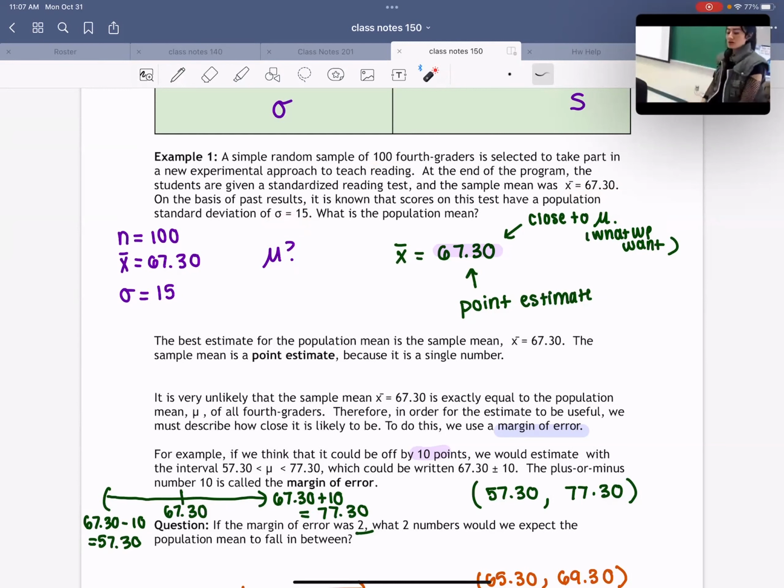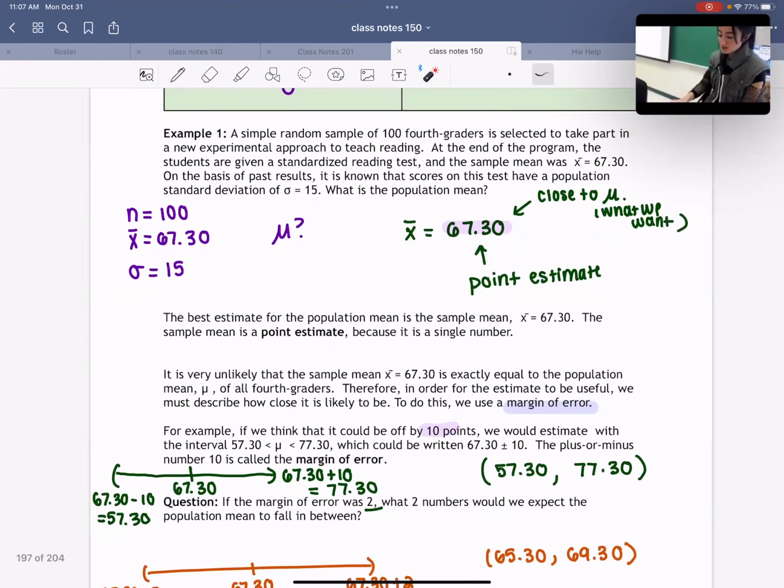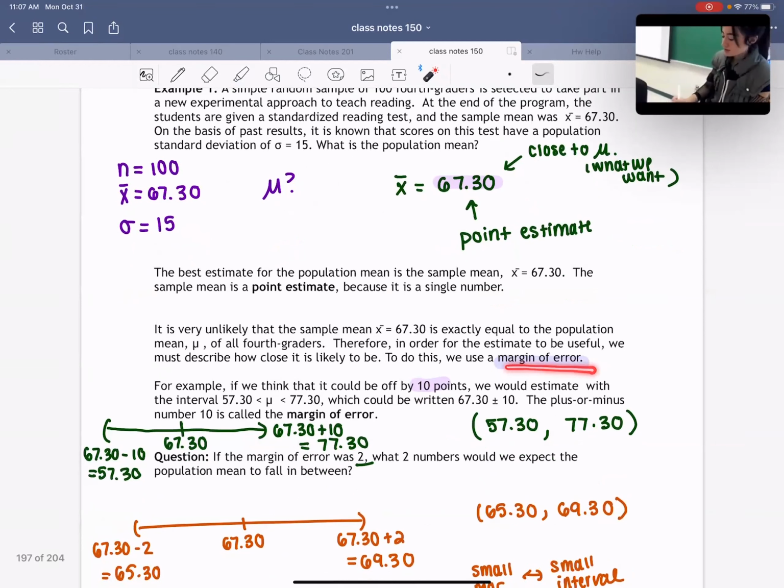I told you before, there's no way to actually calculate a specific number for the population mean with this information. We're just not given enough information for this. But what we can do is create an interval that may or may not contain the population mean. To do that, we had this idea of the margin of error. The way that we use this is we estimated the population mean using the sample mean, and then we added and subtracted the margin of error to 67.30, which was our sample mean.